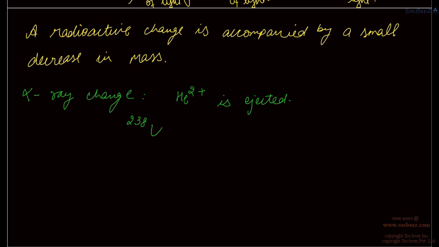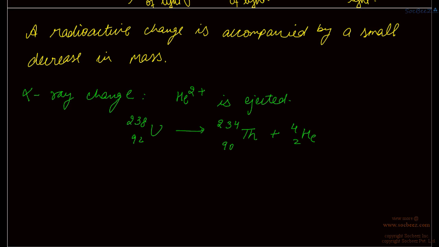Suppose uranium 238 undergoes alpha change, then the process will be shown like this. 238 uranium gives us 234, since there will be a decrease of 4 units in atomic mass, and a decrease of 2 units in atomic number. Therefore, there will be 90. So 90 and 234 shows us that the element is thorium, plus helium will be given out.